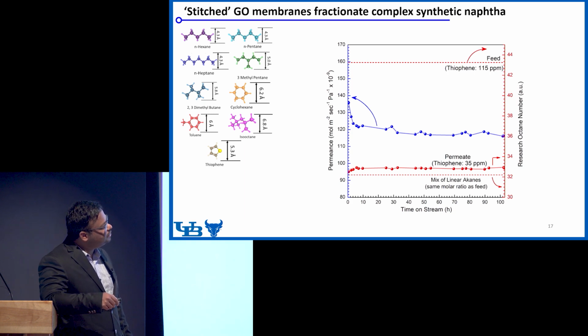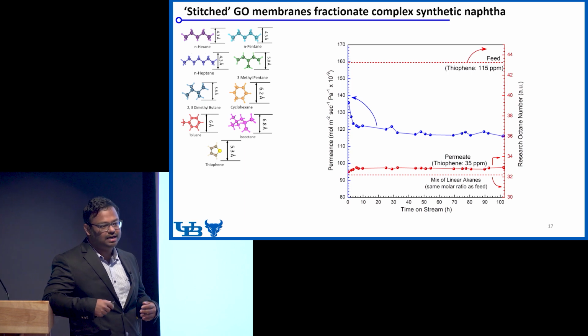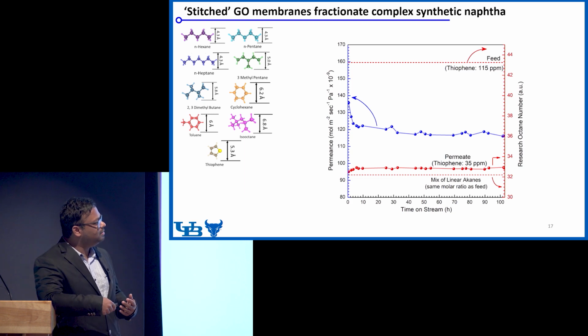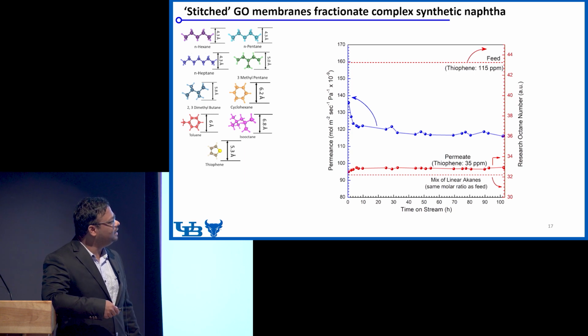And if you look at these two lines, this is the research octane number of the mixture feed. If you have the same amount of linear hydrocarbon, this is the minimum research octane number that you can obtain. And through our process, we reach somewhere up to like 95% of the minimum permissible limit. So we can say that this kind of membrane can actually be used industrially if we design a process around these membranes to reduce the load of the catalytic reformer.